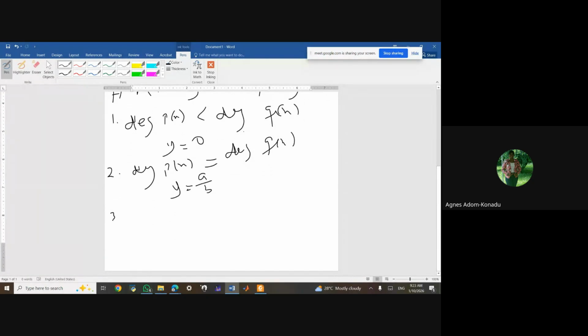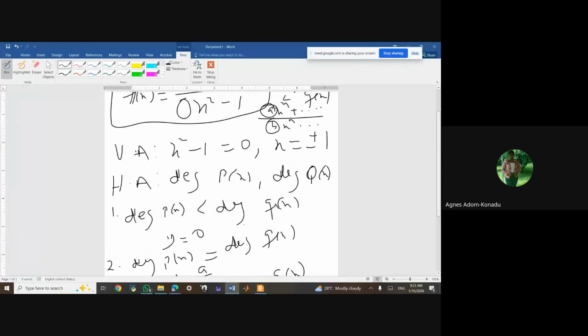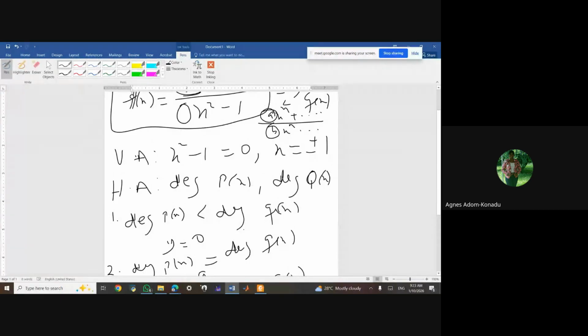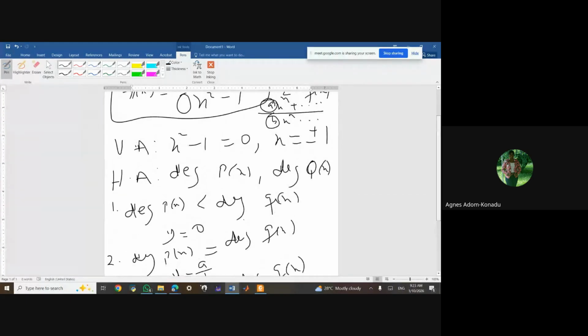Now the third one. If the degree of P of s is greater than the degree of Q of s, then it means that there is no horizontal asymptotes. Please pay attention to these three rules for horizontal asymptotes. For vertical asymptotes, we have to solve for x for the denominator, and the x values that we get are the vertical asymptotes.